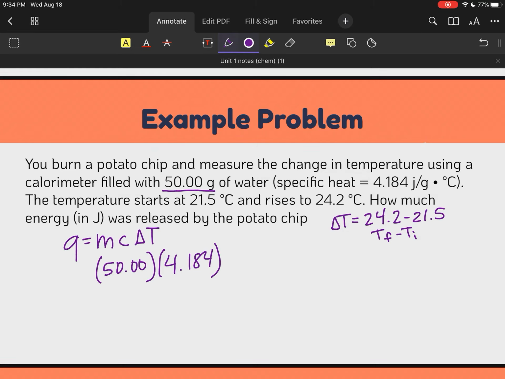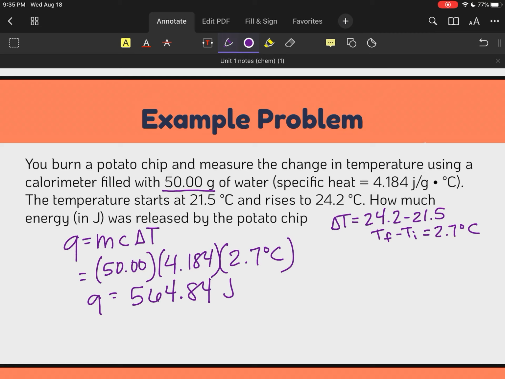And that is going to be 2.7 degrees Celsius. So I'll write that right in my formula. Okay, and then I'm just going to multiply. So as I type it in my calculator, I end up with 564.84. Remember, we measure in joules.